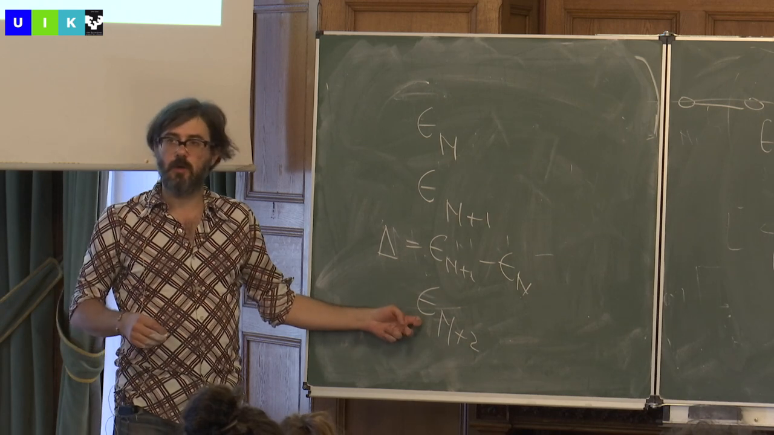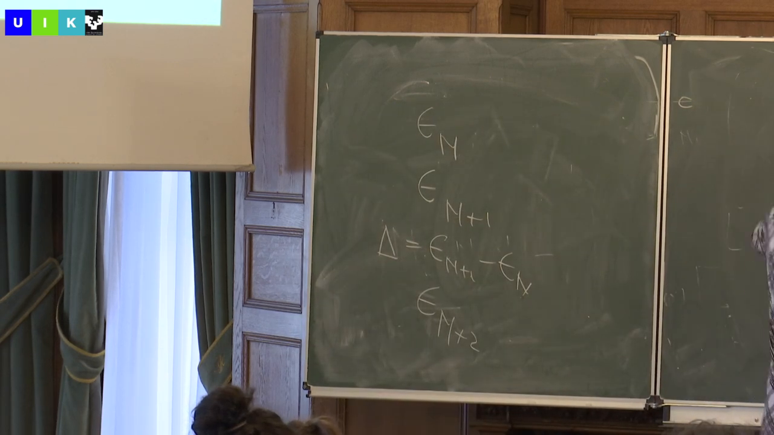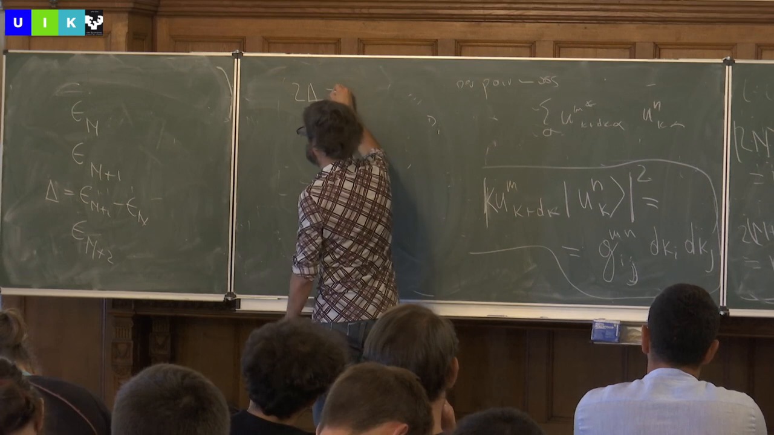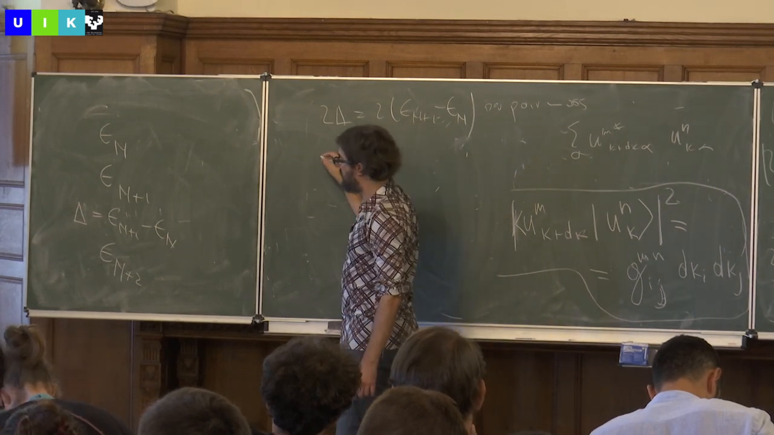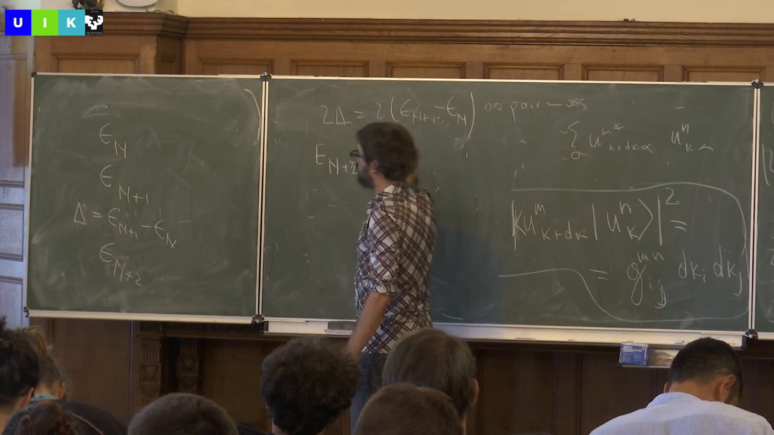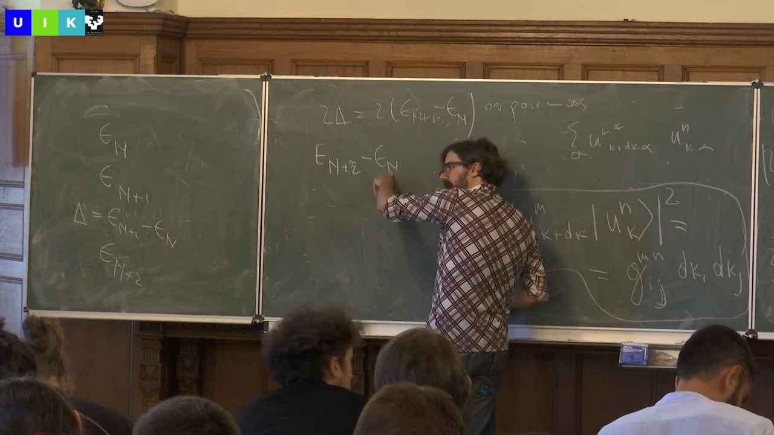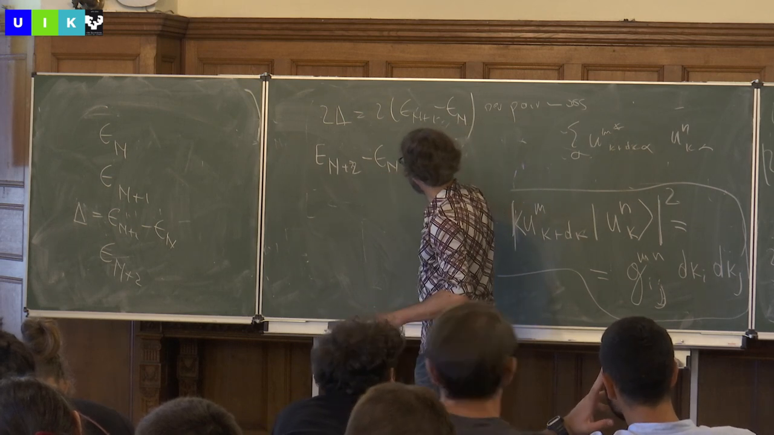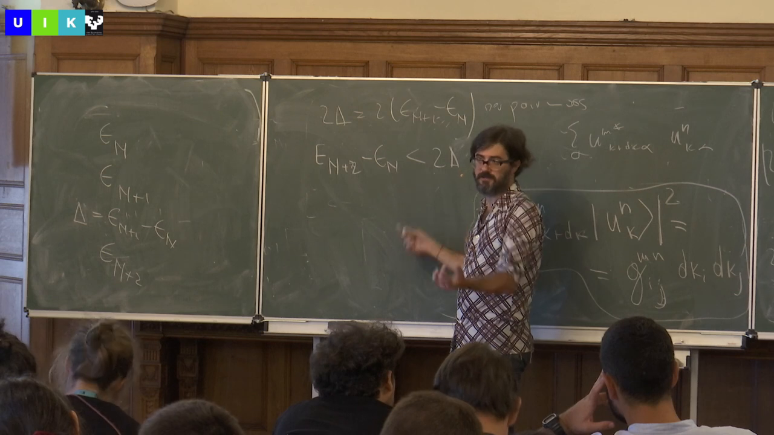So now you ask, is this lower than the two single particle continuum? If I create two single particles, I would create two delta, which is 2 times E(n+1) minus E(n). And what I ask is whether E(n+2) minus E(n), which is the difference of the two particle excitation on top of the ground state at n particles, is smaller than 2 delta. If it's smaller than 2 delta by a finite amount, then there's a bound state.